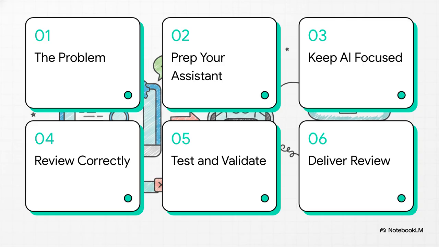So, here is our game plan. We're going to walk through a 5-step code review workflow. Along the way, we'll uncover 8 absolute essential rules for managing our AI assistant. We'll look at the core problem, how to prep the AI, keeping it focused, reviewing the right way, testing its output, and finally getting a clean, usable review.